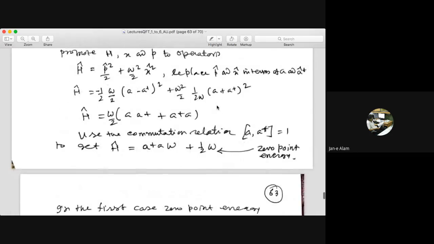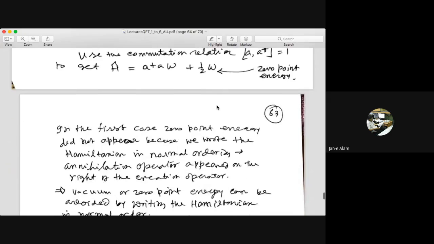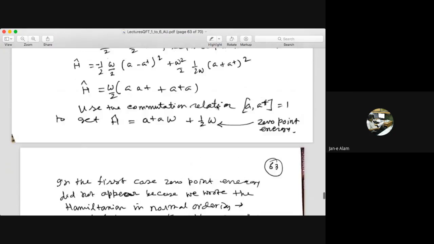So what I am trying to tell you here is that if you normal order your operators, then this zero-point energy will not come into the picture. Now let me make a few comments here.